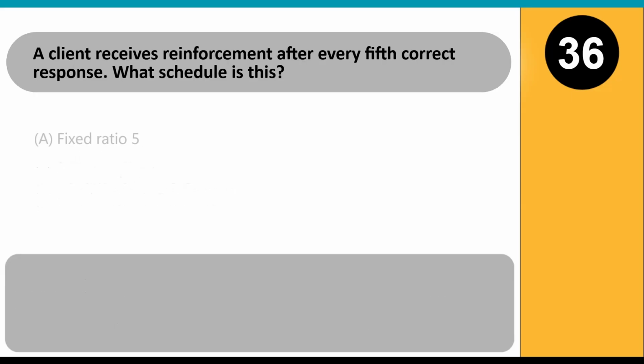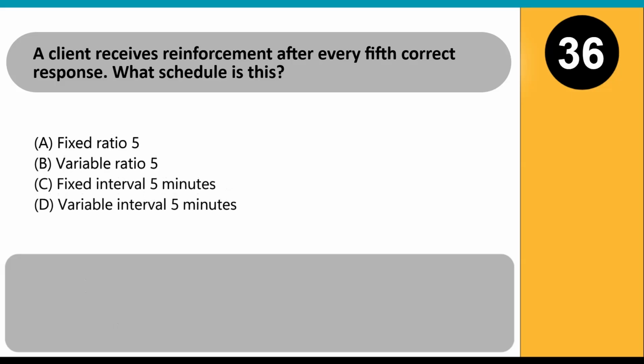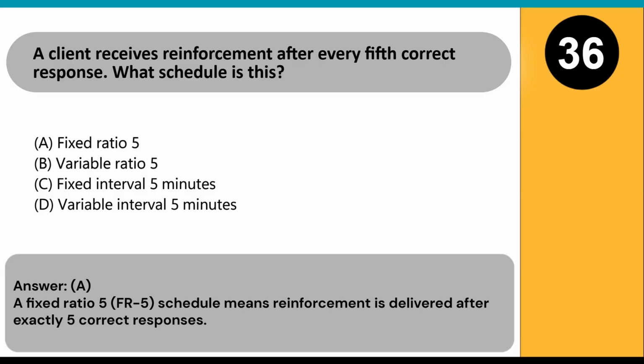A client receives reinforcement after every fifth correct response. What schedule is this? A. Fixed ratio 5. B. Variable ratio 5. C. Fixed interval 5 minutes. D. Variable interval 5 minutes. Answer: A. A fixed ratio 5, FR5, schedule means reinforcement is delivered after exactly 5 correct responses.